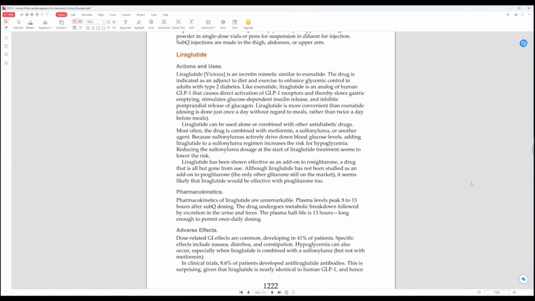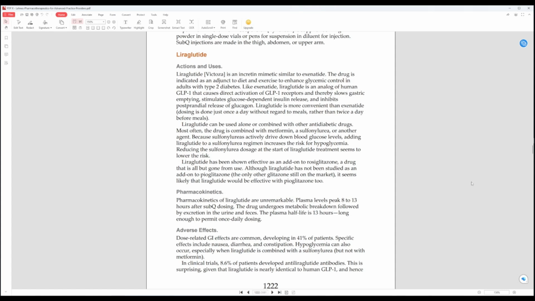Liraglutide is more convenient than exenatide. Dosing is done just once a day, without regard to any meals, rather than twice a day before meals. Liraglutide can be used alone or combined with any other antidiabetic drug. Most often the drug is combined with metformin, a sulfonylurea, or other agent. Because sulfonylureas actively drive down blood glucose levels, adding liraglutide to a sulfonylurea regimen increases the risk for hypoglycemia. Reducing sulfonylurea dosage at the start of liraglutide treatment seems to lower this risk.